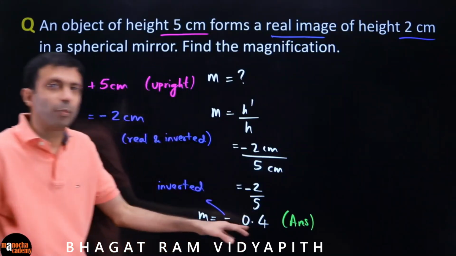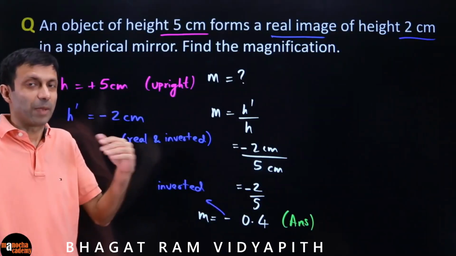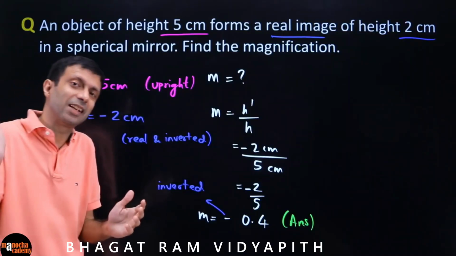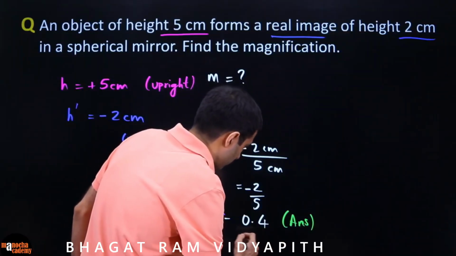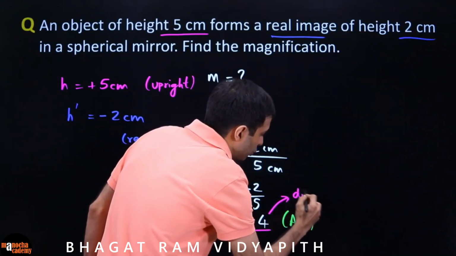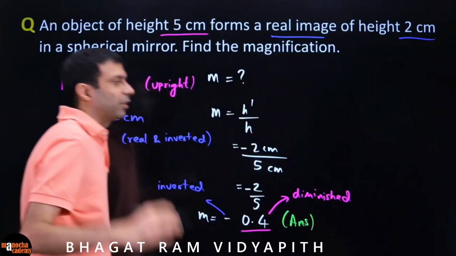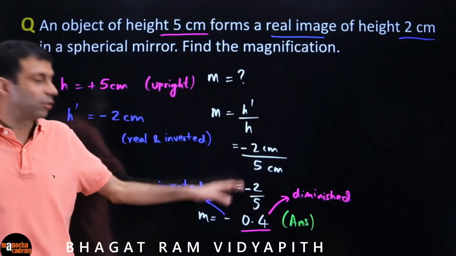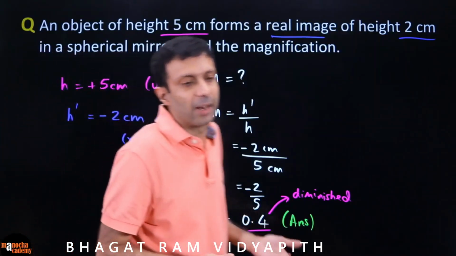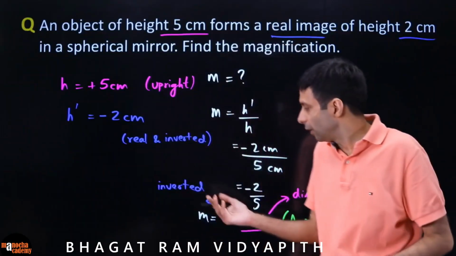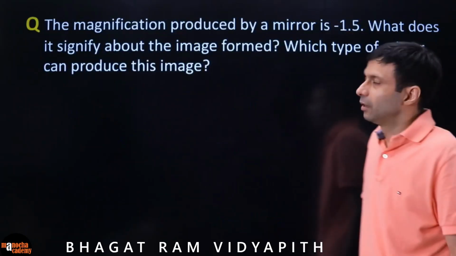And since the number is 0.4, lesser than 1, what type of image is it? Because magnification is image height by object height. Now since the number is less than 1, this means it is a diminished image. Size of the image is smaller than the object. That's why the ratio is 2/5, not 5/2. Clear? So that's how you understand. That's the meaning of that final number. -0.4. Minus means inverted image. 0.4 means diminished image. Next question.